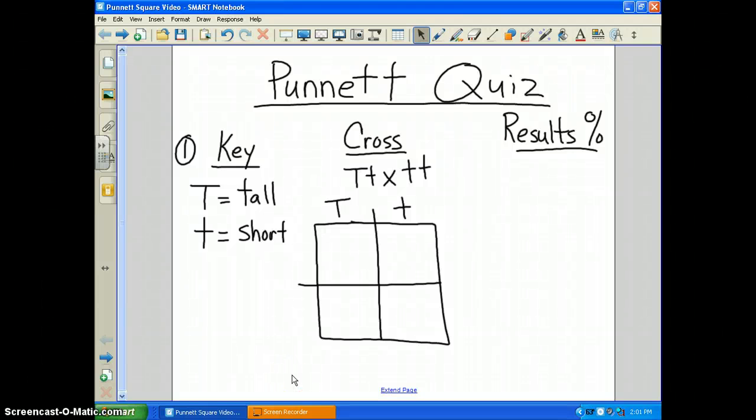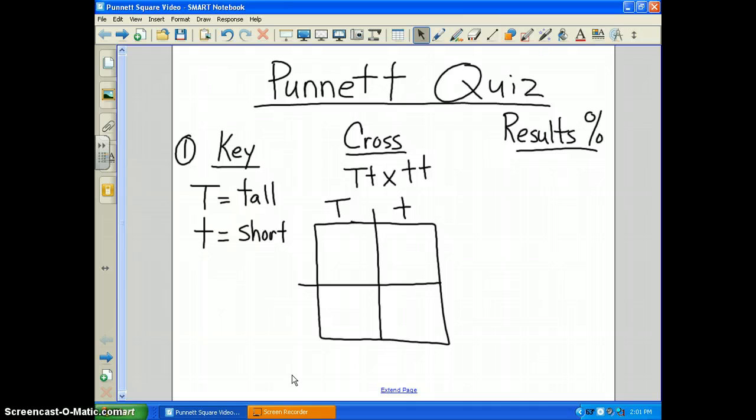Okay, now that you did your Punnett square quiz, we're going to go over the results and make sure that everybody's in the same place and has all the information correct. Okay, step number 1, you have to create your key. Step number 2, you have to create your cross. Step number 3, you make your Punnett square. And step number 4, you record your results.